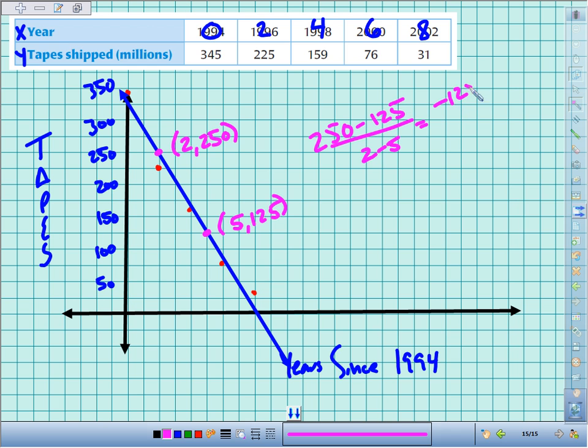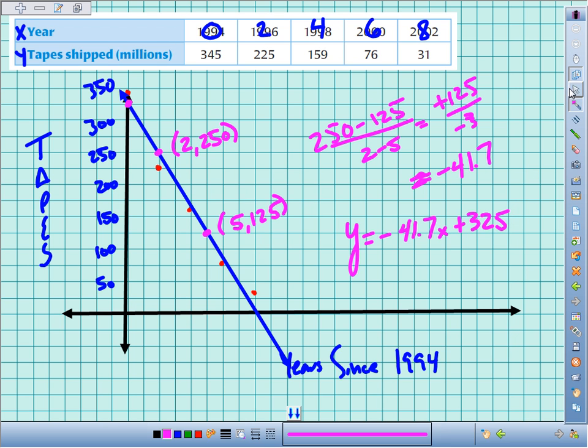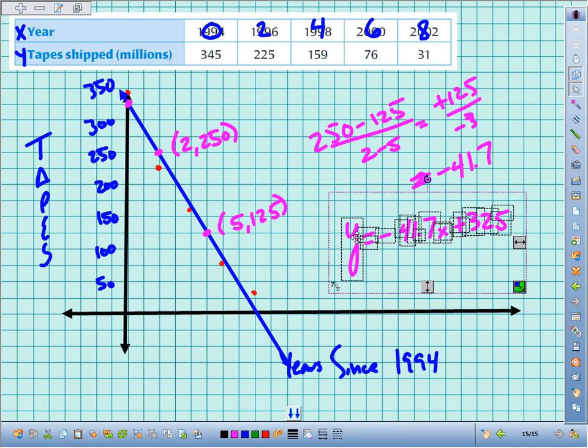We get negative 125 over, 250 minus 125 is a positive 125. 2 minus 5 is negative 3. Our slope's negative here because the number of tapes being shipped is going down. It actually comes out to be about negative 41.6 repeating. I'll call it negative 41.7. So my equation would be y equals negative 41.7x. I made a good graph so I can see my y-intercept. Looks like right about there at 325, so plus 325. Now we're going to use that equation in the other parts of the problem.